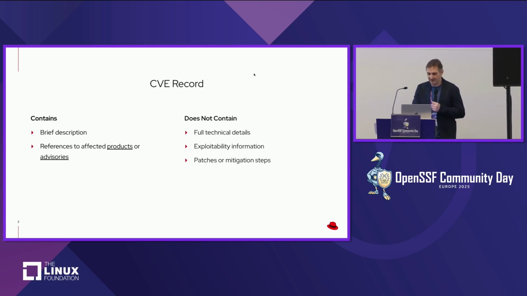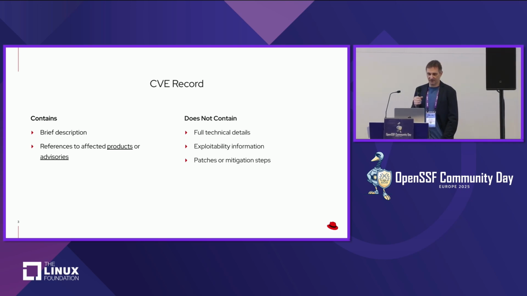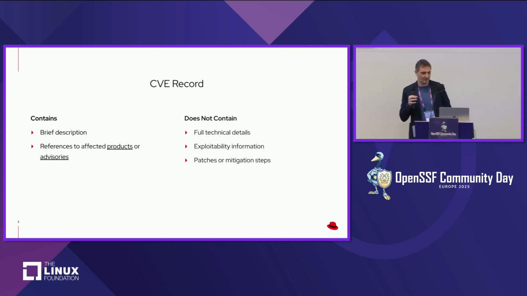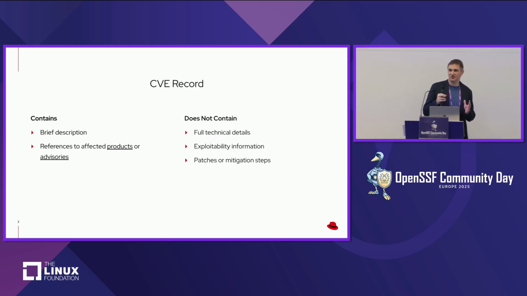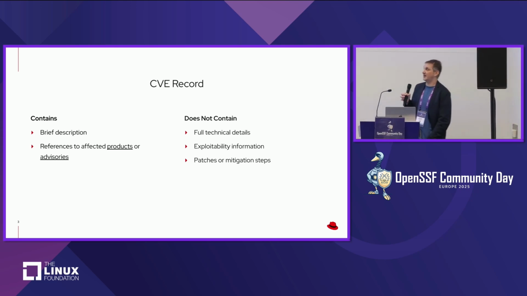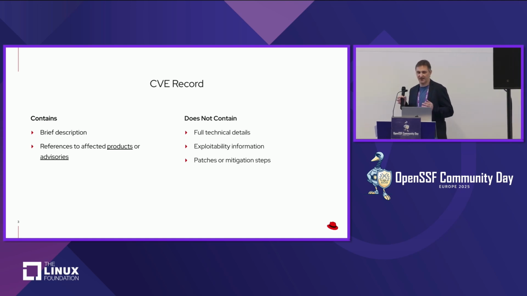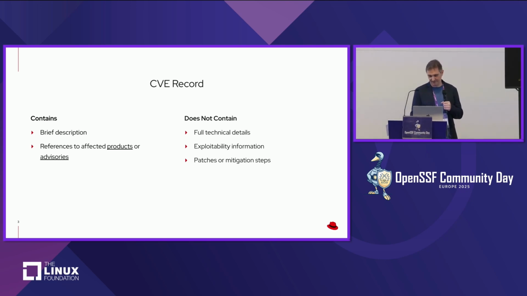Beyond the ID, CVE also defines a CVE record, which provides us with only a first stepping stone into figuring out what's going on. So it's just a brief description of the vulnerability with references to further places where we can look at the affected products and advisories for this. So the CVE record by itself doesn't contain too much technical information, exploitability information, or mitigation steps for this. You need to look for that at other places.